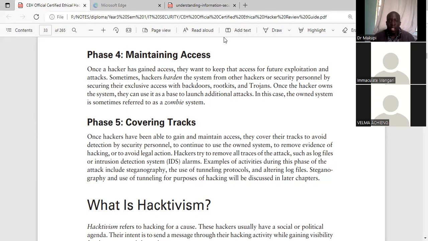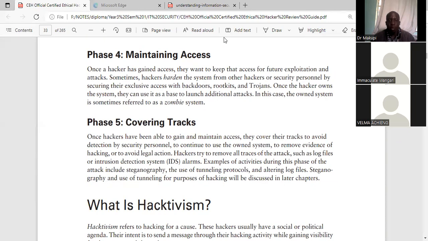So sometimes in this gaining access, hackers harden the system from other hackers or security personnel by securing the exclusive access with backdoors, rootkits, and trojans, you see? So once the hacker owns the system, they can use it as a base to launch additional attacks, to still enter the system inside and inside, you see? And I'm telling you, once you have gained access into a system, you will be very happy and you want to stay and you want to learn more and more and more, you see?